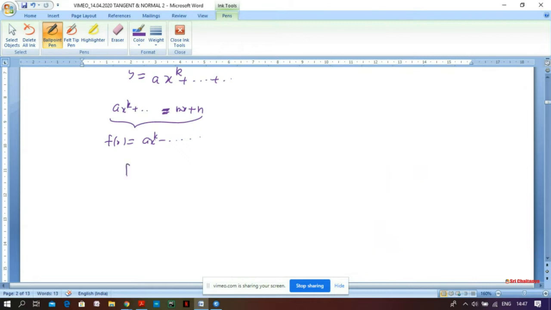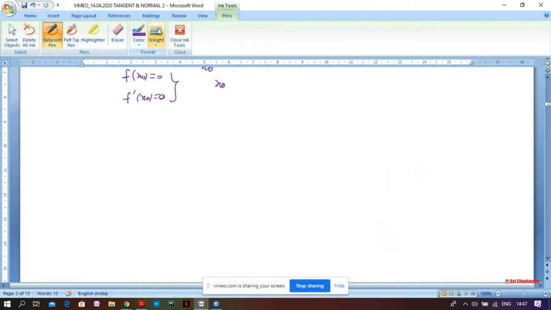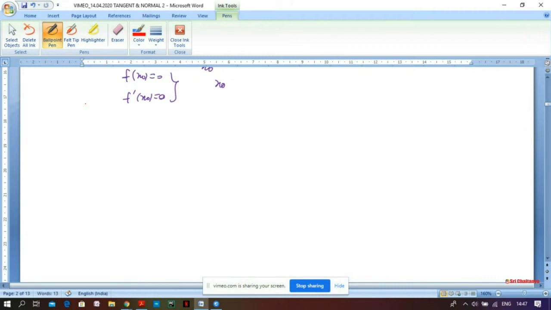So here we need that at that point f(x0) is 0 and f'(x0) is 0. If there is such a point x0 such that both are 0, this will mean that x0 is a root repeated twice of the polynomial f(x) equal to 0, and so we can again say that x0 touches. So this is it. And now let me apply these concepts to a problem. So here we go.